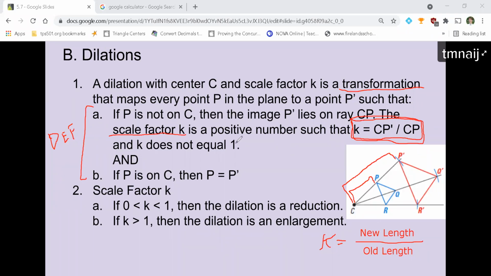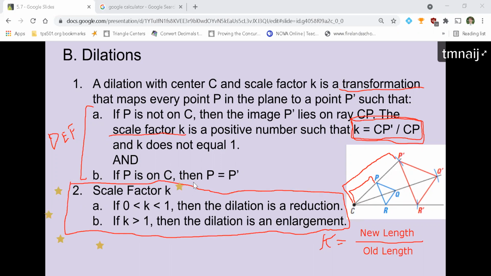All right. If P is on C, then it wouldn't move. Then P equals P prime. So if your point P is actually on the center of dilation, then when you dilate it, it won't get any bigger or smaller. This is probably the second most important thing that you will have in your notes. You might circle, put this in a box, star it. Let me draw some stars freehand. I'm pretty quick at drawing stars.